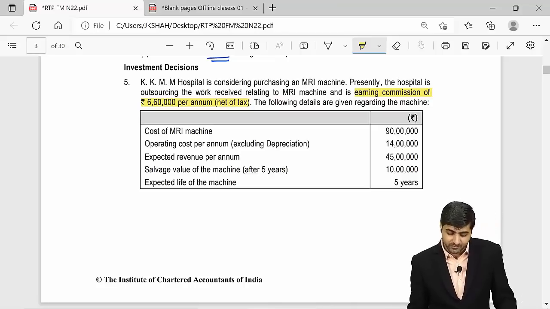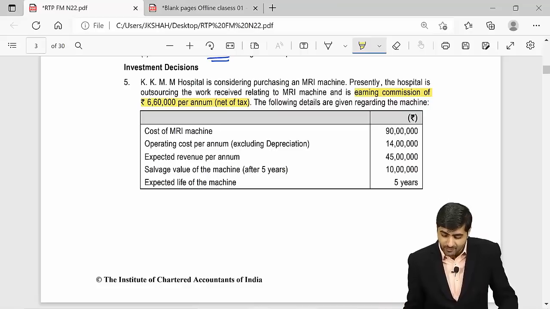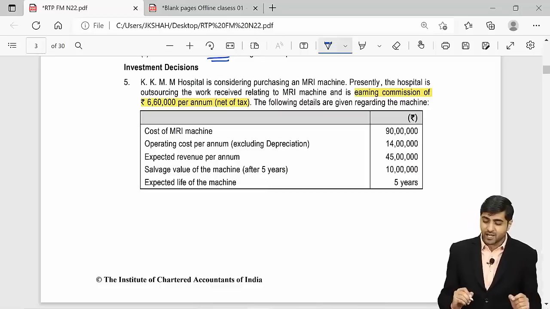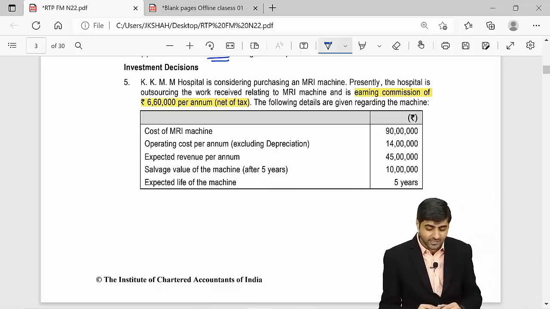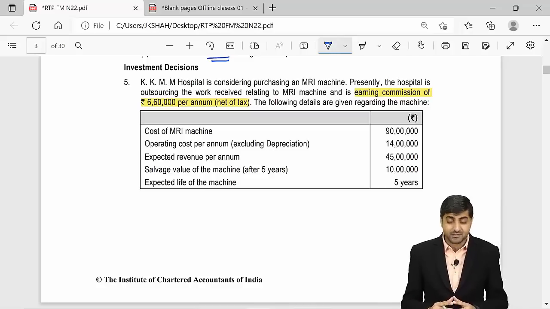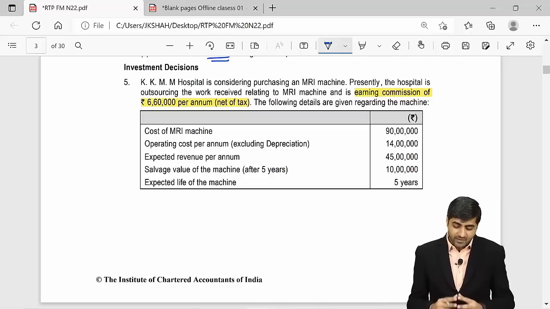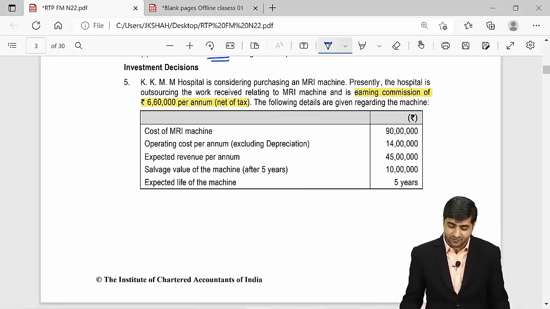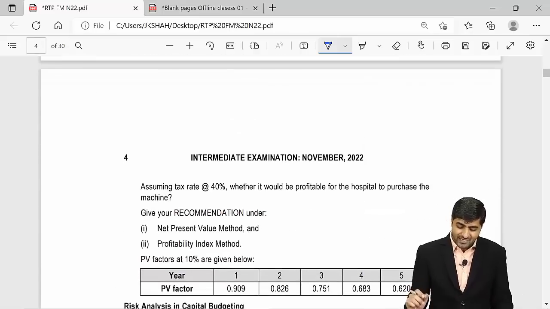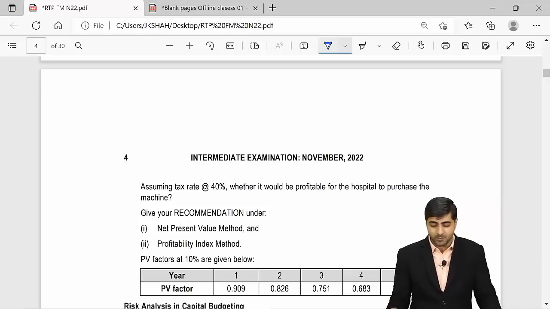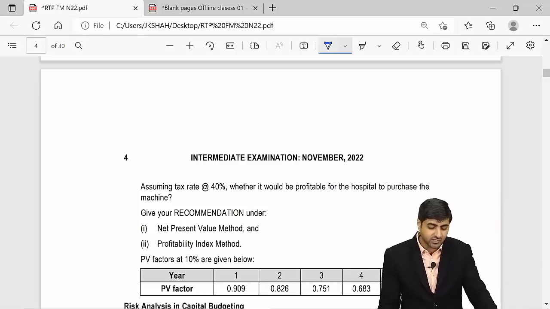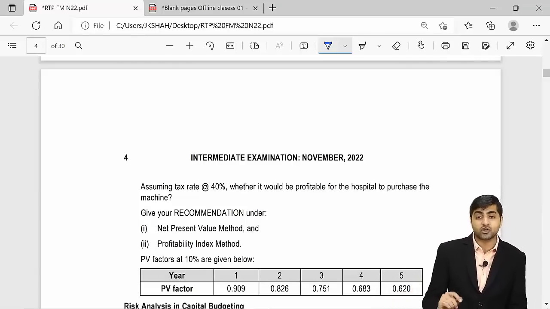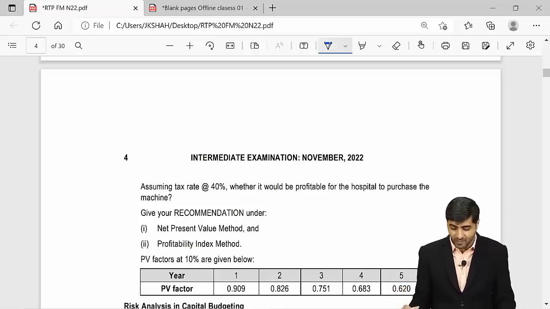given regarding the machine, where we have the cost of the MRI machine, that is nothing but 90 lakh rupees. Then we have the operating cost per annum, excluding depreciation, that is 14 lakhs. Expected revenue per annum is 45 lakhs. And then we have the salvage value of the machine at the end of the 5th year, which is 10 lakhs. And then we have the expected life of the machine, that is 5 years. Assuming the tax rate at 40%, whether it would be profitable for the hospital to purchase the machine, and give your recommendation based on your net present value method and based on your profitability index.